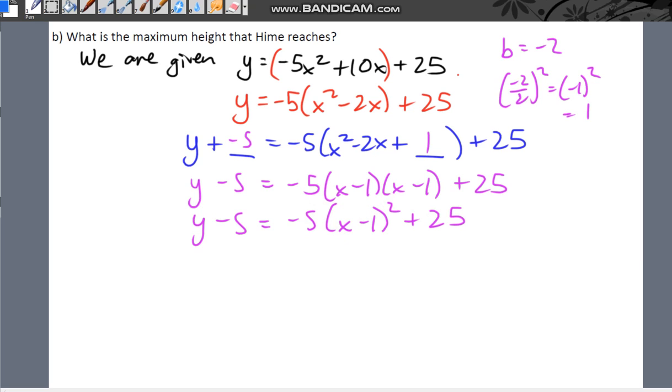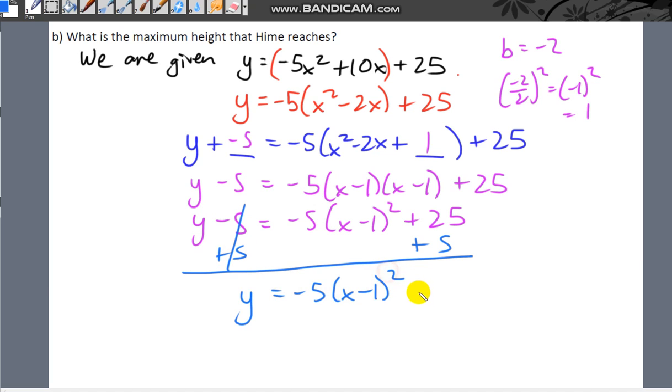Now, in order to find the maximum height, we can add 5 to both sides. When we add 5 to both sides, we cancel. So y equals negative 5 times x minus 1 squared, and then plus 30. If you guys remember how to determine the maximum height, or in other words, the maximum of a parabola, we just look at the last number. So our y value, the maximum height, is going to be 30 meters. So y equals 30 meters.